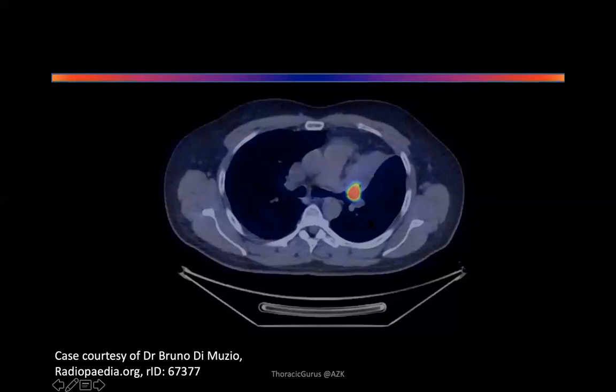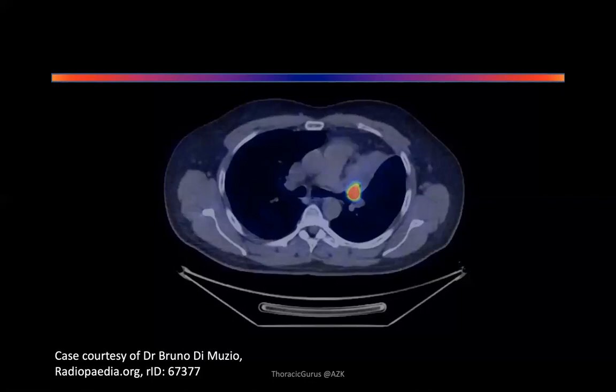Okay, what is the potential diagnosis? Prof, it can be a carcinoid because it looks quite a hot lesion. Okay, what do you want to tell me about the PET for this patient? It's an FDG-avid lesion. There is quite a high uptake of glucose in this lesion, but I cannot see any other lesion inside the mediastinum.